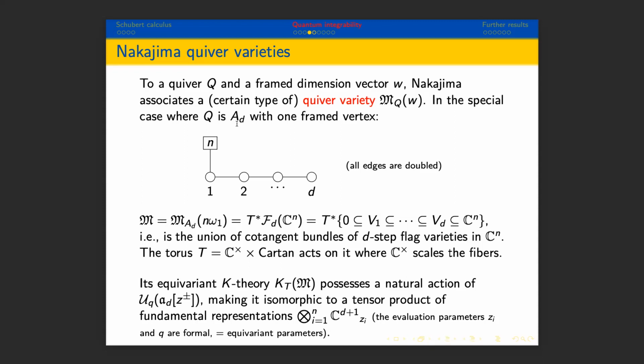M is the union of all the cotangent bundles of D-step flag varieties. So let me decode what I said. First we start with the space of all vector subspaces of C^n, where there are D of them nested together. That has several different components depending on the dimension, but that's okay. That's the part that I ignore on this slide. And then you take a cotangent bundle, and I claim this is exactly the M you get.